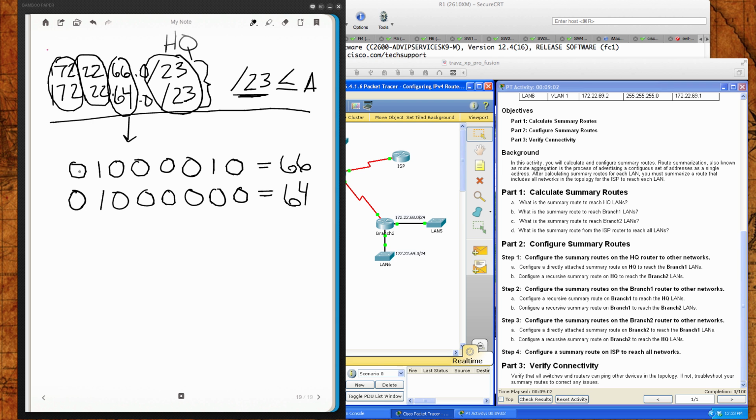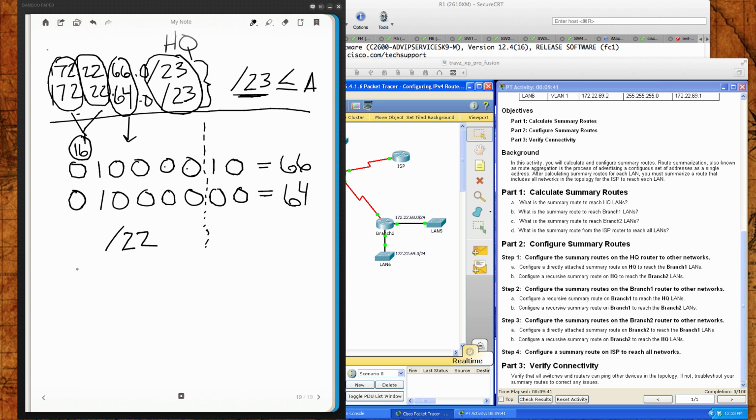Remember, we're looking to compare: are they the same? 0 and 0 is the same, 1 and 1, 0, 0, 0, 0, all the way to right here. So I'm going to draw my line right there. This is where they are no longer the same. These 2 octets are 16 bits. And now we have 17, 18, 19, 20, 21, 22. So this would be a /22, and everything else that follows it is going to be zeros.